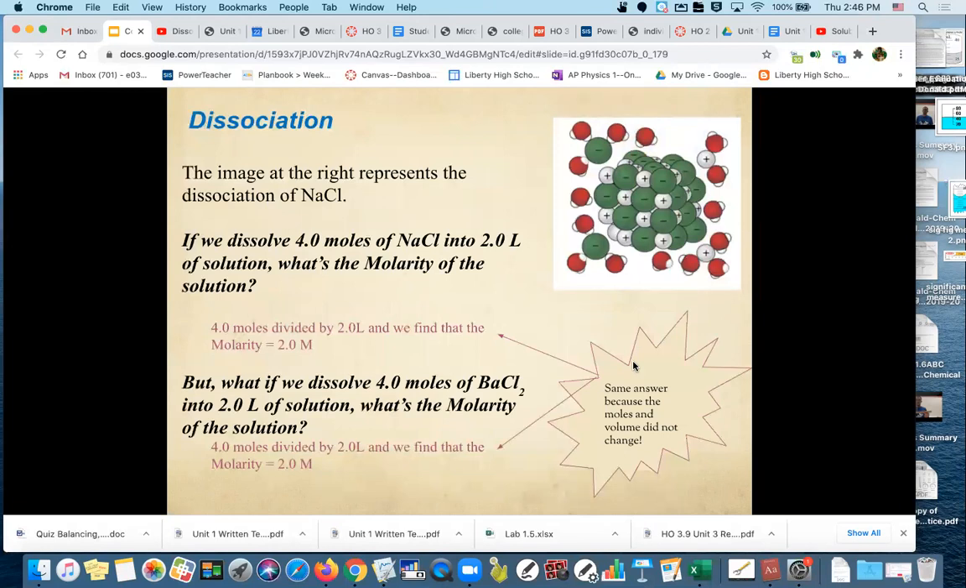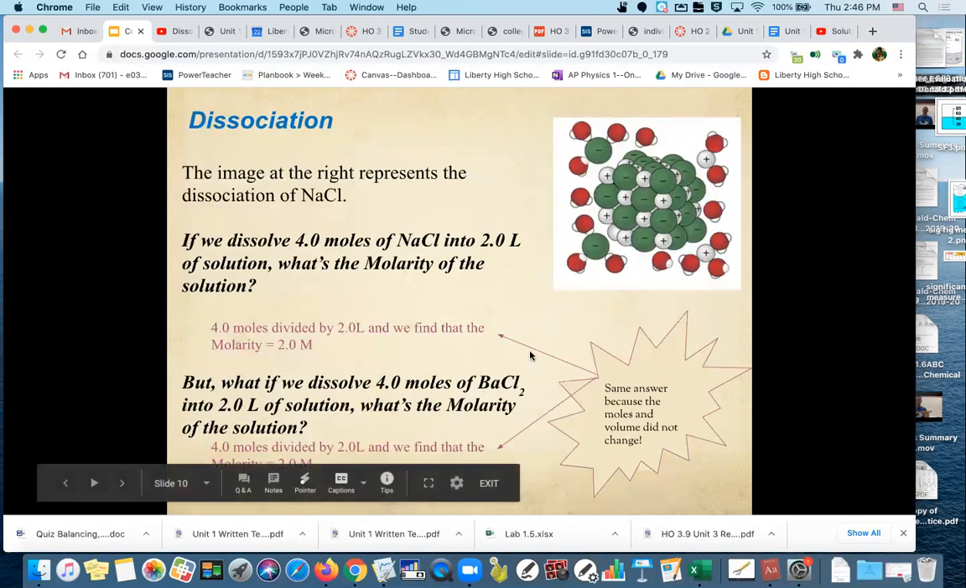Last thing I want to mention here, I know I keep saying it, but here's the last thing. With dissociation, one of the things you're going to have to look at is the difference between the molarity of the compound and maybe the molarity of the ions. Because we're dealing with ions dissociating, we'll do some calculations with the concentration of ions. So if I look at my problem, it says I have 4 moles of NaCl in 2 liters of solution. What's the molarity? Well, that's easy. You take the 4 moles divided by 2 liters, that gives you a molarity of 2.